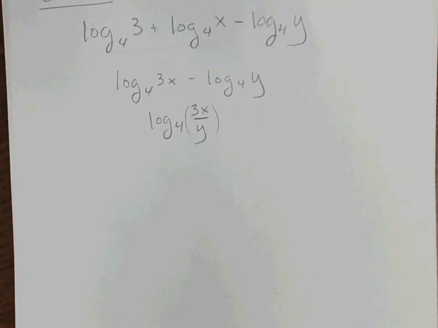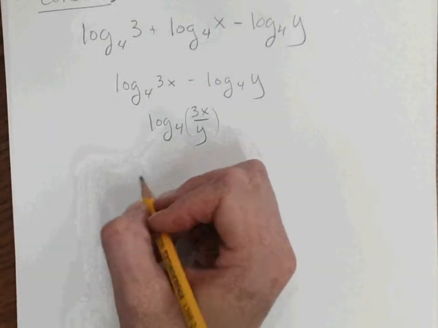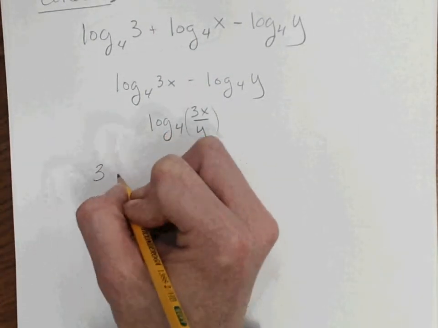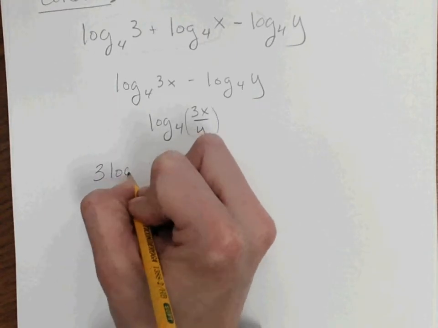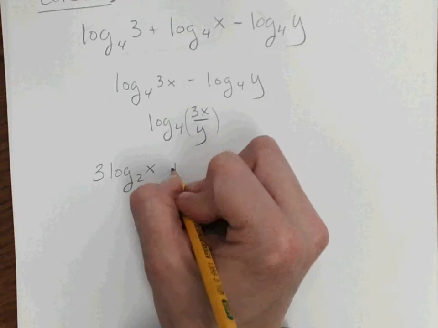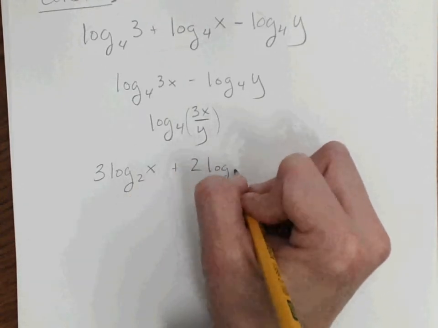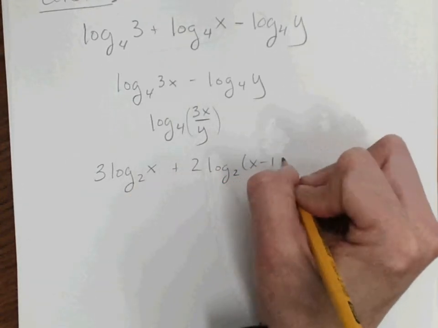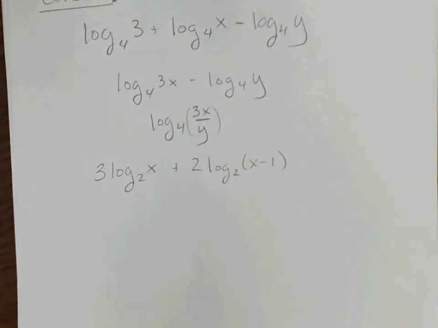Let's look at another one. Let's say I've got 3 log base 2 of x plus 2 log base 2 of x minus 1. Ooh.